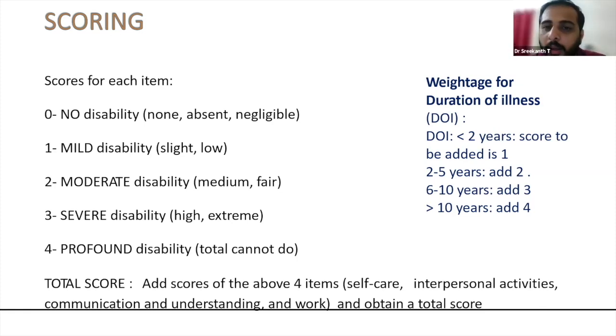Okay, so based on this, who will get more score? A person with 10 years of duration of bipolar with 3 episodes, or a person with 1.5 years of continuous schizophrenia?